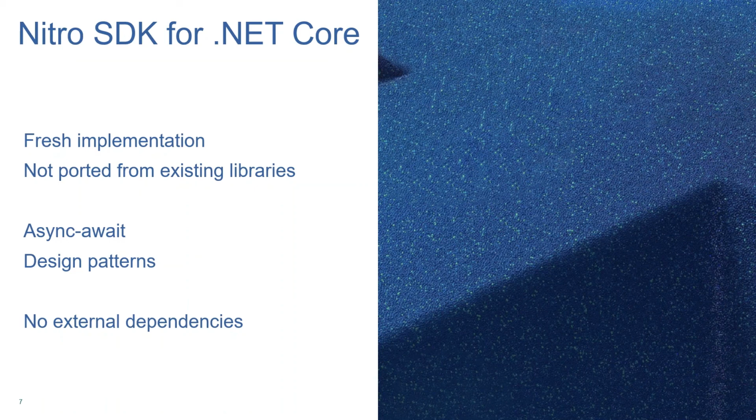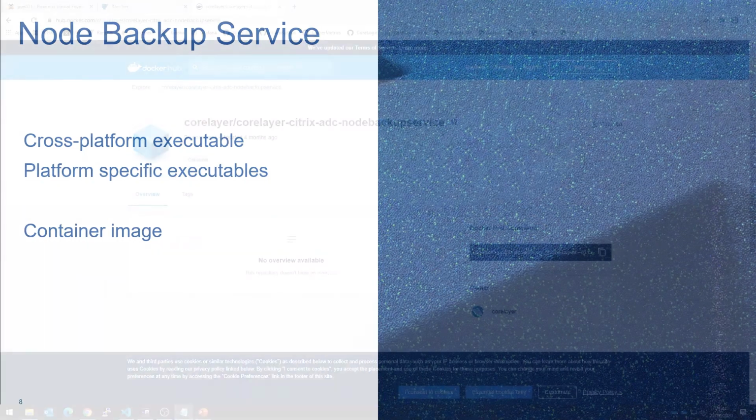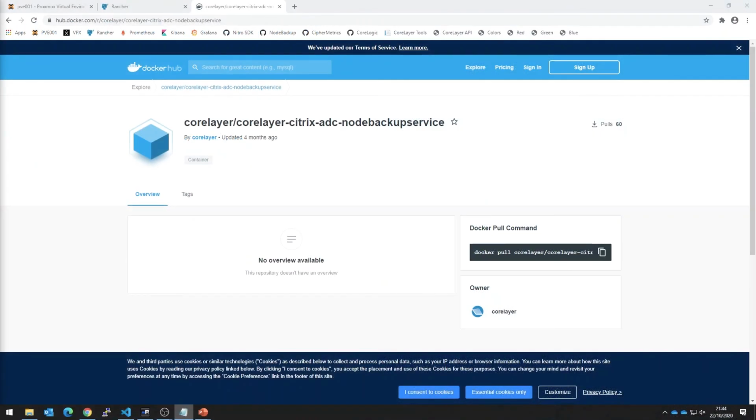Let's take a quick look at an actual application using our Nitro SDK. Our node backup service comes in several flavors, including cross-platform and platform-specific executables. More interesting to us is the availability to deploy the services as a container on CoreBox. So let's go ahead and do that. All right, we have our container image ready on Docker Hub. It's called CoreLayer / CoreLayer Citrix ADC Node Backup Service.